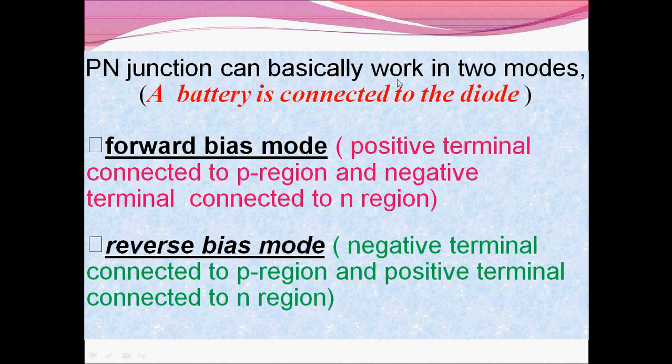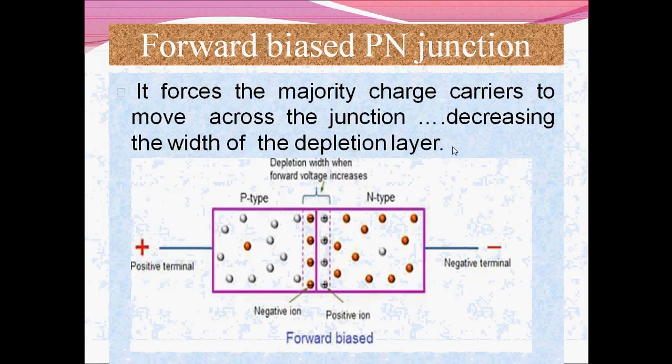A PN junction can basically work in two modes, depending on how the battery is connected to the diode. First, forward bias mode. When the positive terminal of the battery is connected to the P region and the negative terminal of the battery is connected to the N region, this mode of operation is called forward bias mode. Reverse bias mode. When the negative terminal of the battery is connected to the P region and the positive terminal of the battery is connected to the N region, the diode is in reverse bias mode.